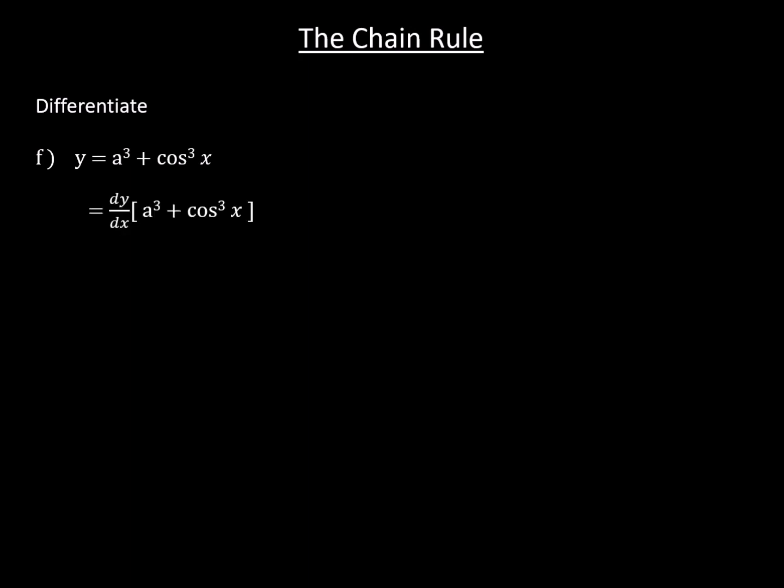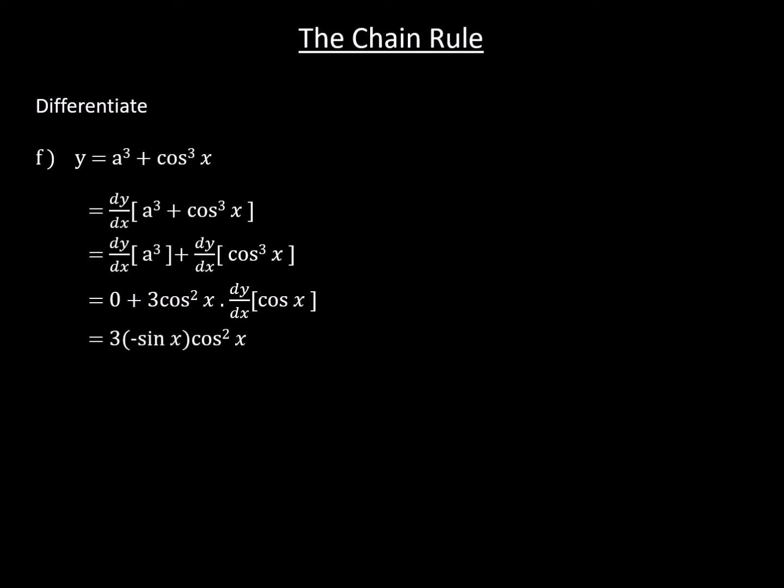Now let's try this one, f, constant to cube plus cos cubed x. We start by adding the derivative notations. We then differentiate each summand separately. Apply the constant rule on the constant on the left. We then apply the chain rule on cos cubed x on the right. Then, simplify to get the final answer of minus 3 sin x cos squared x.